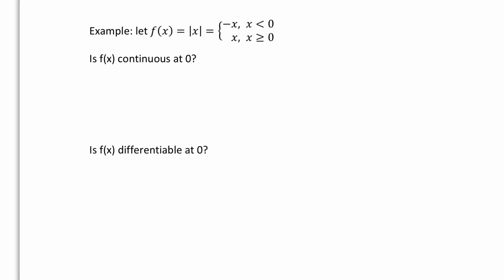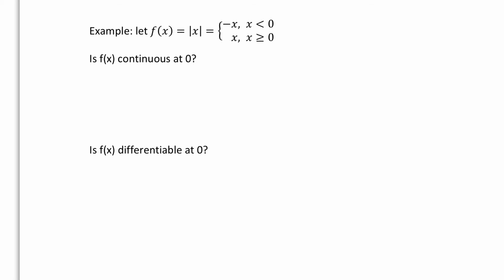Let's consider f of x equal to absolute value of x, which remember is either negative x when x is less than 0 or x when x is greater than or equal to 0. Now, is f of x continuous at 0? I mean, it seems continuous. If you imagine the absolute value function, it sounds continuous, but let's go ahead and prove it.